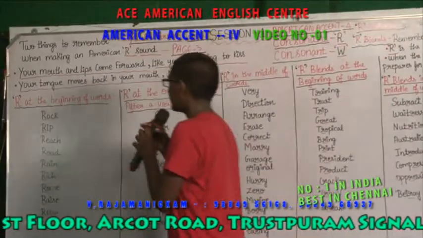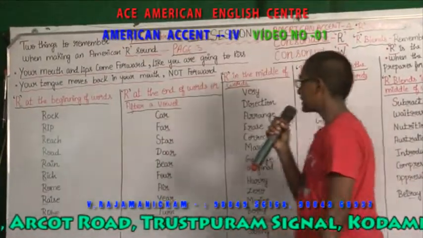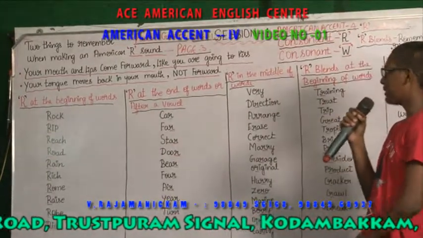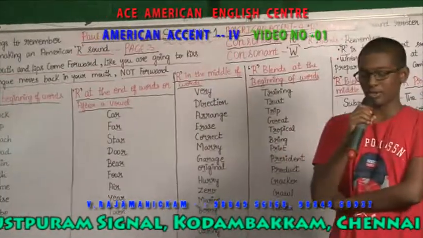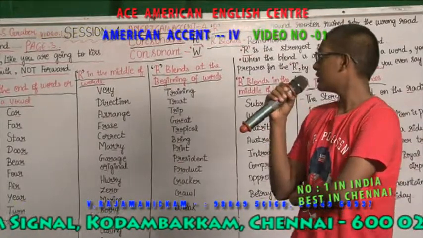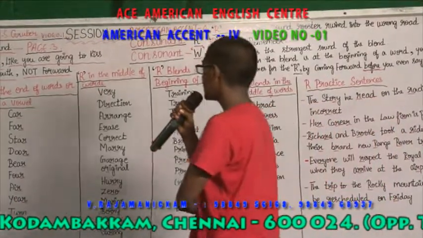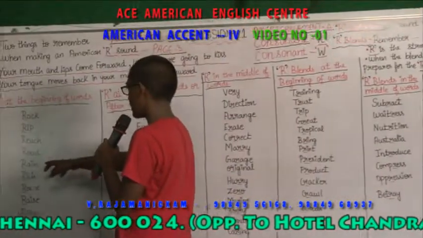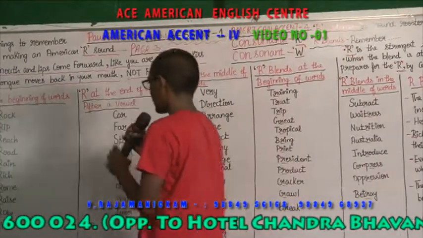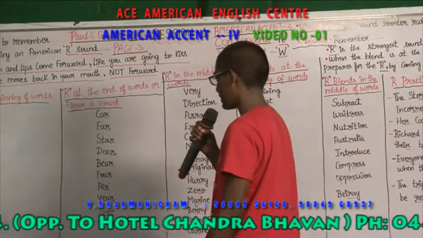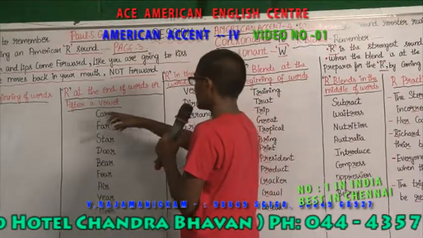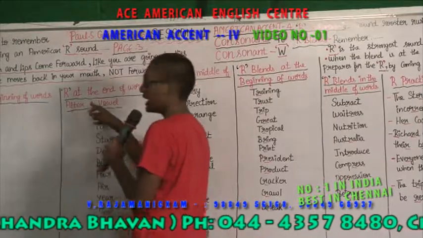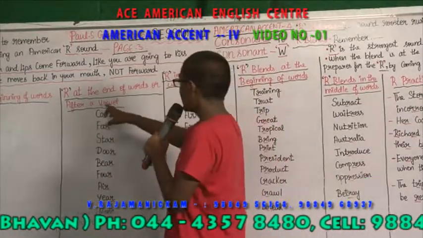As our sir said, we have to push our tongue inside our mouth, and we have to bring our lips and mouth forward, like rock, rip, read, road, rain, rich, rice, rub. Those are R at the beginning of words, and the next is R at the end of the words.